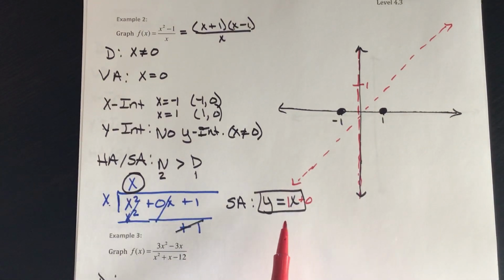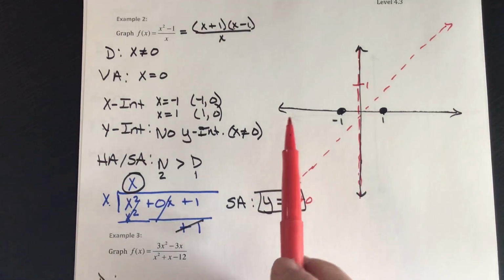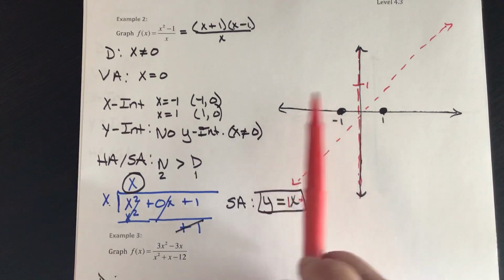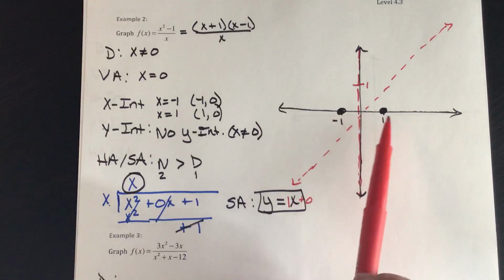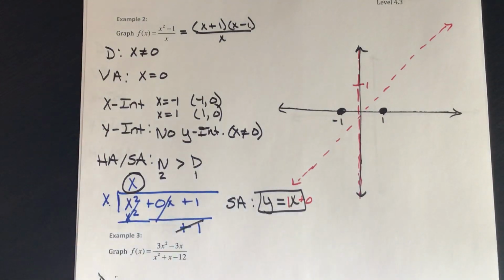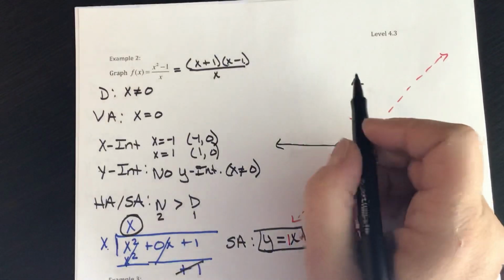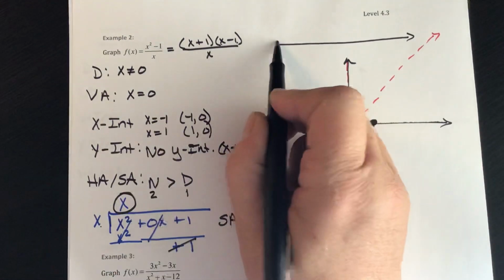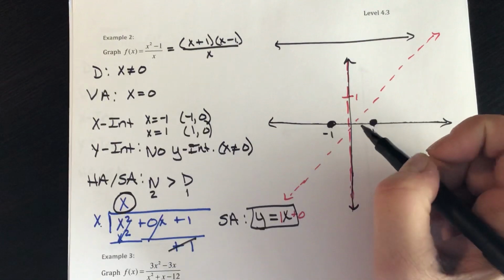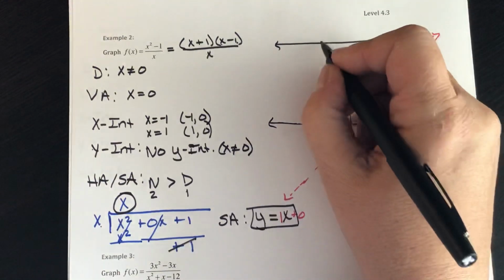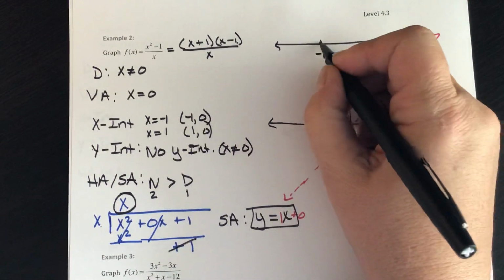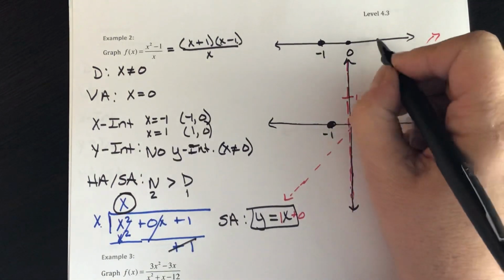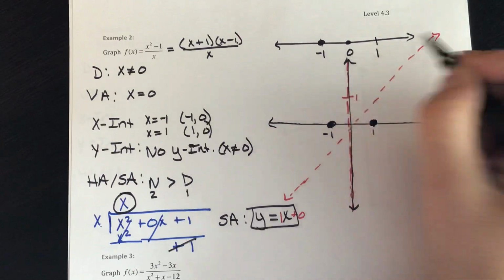Okay, so now we need to look at what is happening in the areas around our x-intercepts and anything that's actually happening with x. So this is where I'm going to create my number line. On my number line, I'm going to put a -1 here because I have an x-intercept there. I have a vertical asymptote at 0 and an x-intercept at 1.